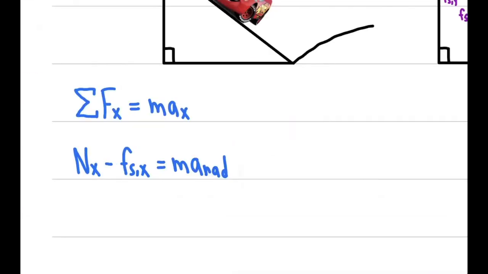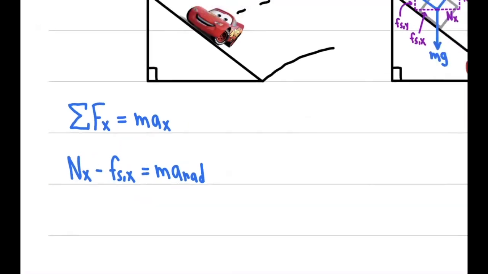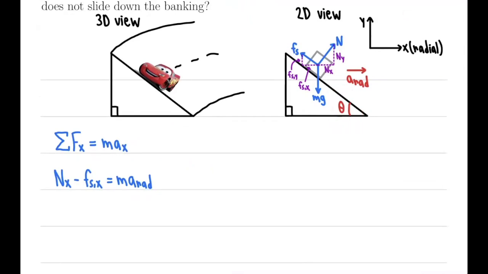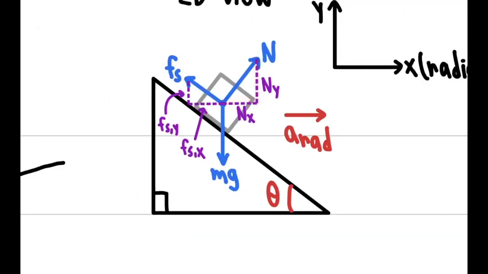Okay, so again, we want a rad to find v because a rad is v squared over r, but we don't know what Nx is and we don't know what Fsx is. We need to relate that to what we do know, which is theta. So which one's going to be N sine theta and which one's going to be N cosine theta? We're looking at Nx right now. So is Nx N cosine theta or N sine theta? Let's go back to geometry and see which angle is theta.